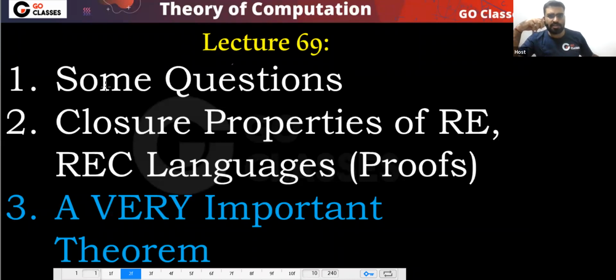In this lecture, we will solve some questions. Then we will study closure properties of RE languages, recursive enumerable languages, and recursive languages. REC means recursive. So we will study closure properties of RE and REC languages, and also one very important theorem. So now let's start this.